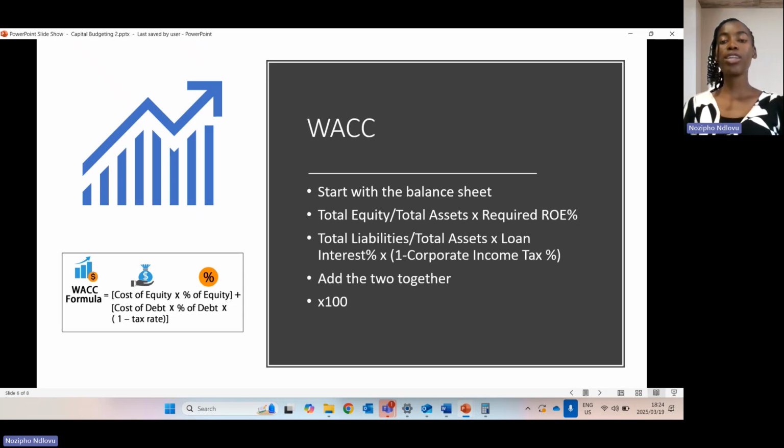So what is the formula that we use when it comes to WACC? We use the formula that says the cost of equity multiplied by the percentage of equity, plus the cost of debt multiplied by the percentage of debt, multiplied by 1 minus t, where t is the tax. Why is it important for tax to be considered, and why is tax considered specifically on the debt and not the equity?